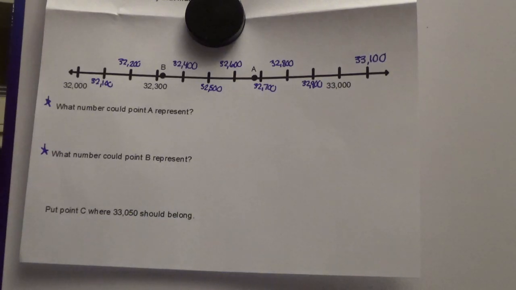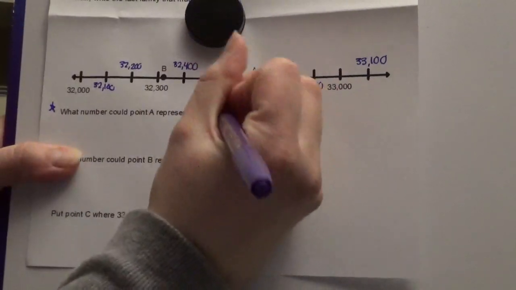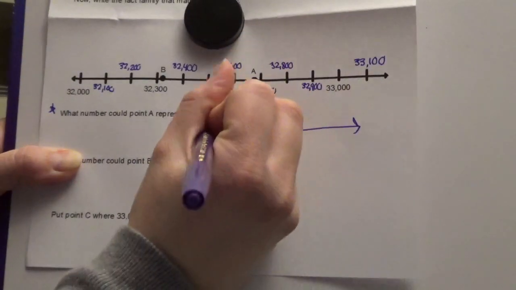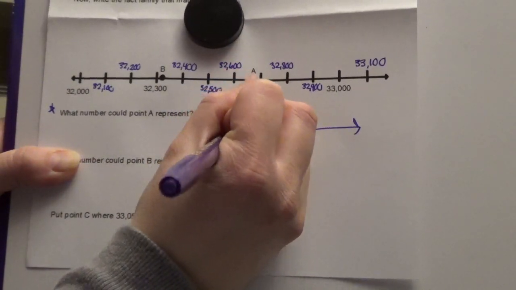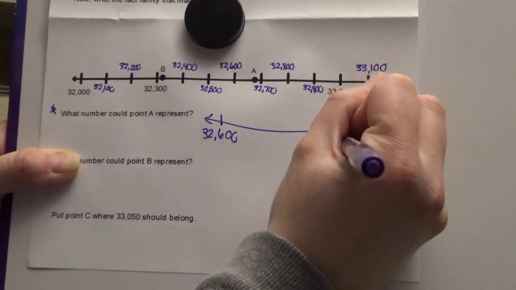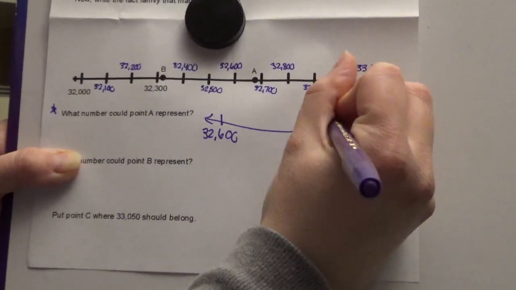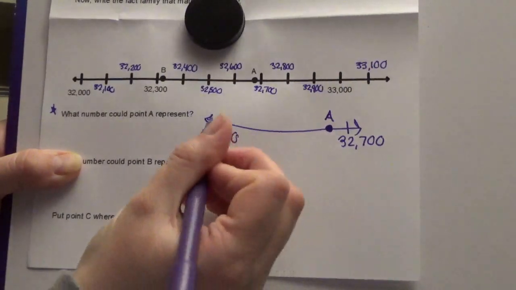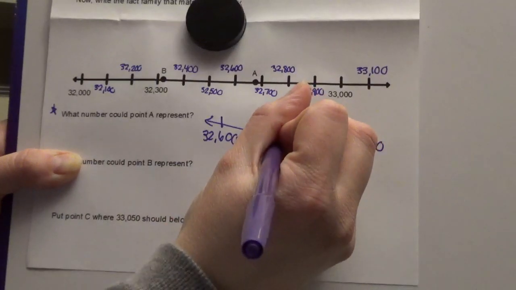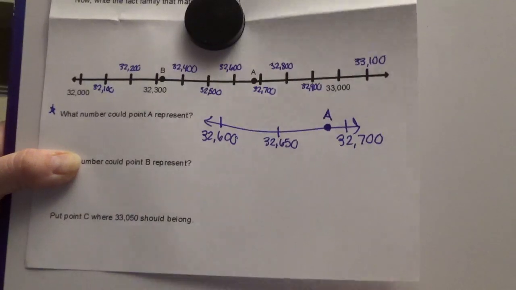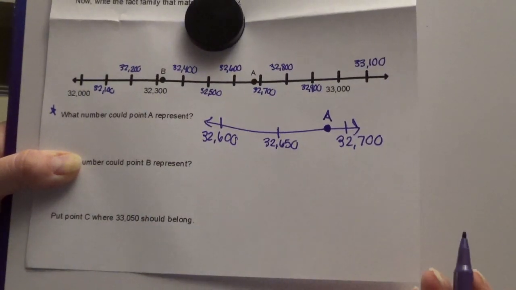Okay, so when I am figuring this out, I have to take a look where point A comes between on this number line. Point A is between these 2 points, and I'm gonna zoom in here by drawing out a number line. 32,600 and 32,700. And point A is right around here. So I know the total distance between these 2 points is 100, which would mean 32,650 would be my midpoint. We've been practicing this when we are talking about rounding numbers.